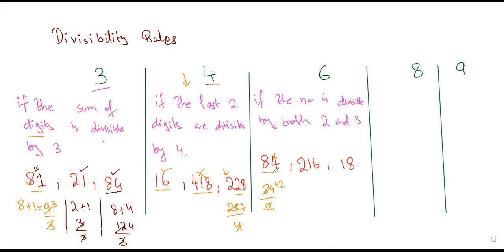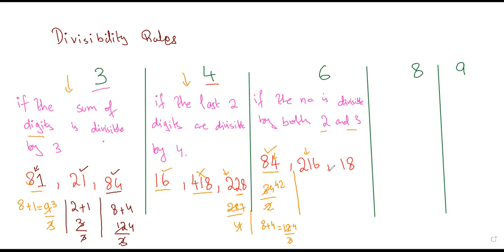Okay. And is it divisible by 3? Yes, guys. We can check that through this rule. If the sum of digits is divisible by 3, what is the sum of digits? 8 plus 4 is 12. 12 is divisible by 3. So we know that this number would be divisible by 6 because it is divisible by 2 and 3. Sameen, is this clear? Yes, ma'am.